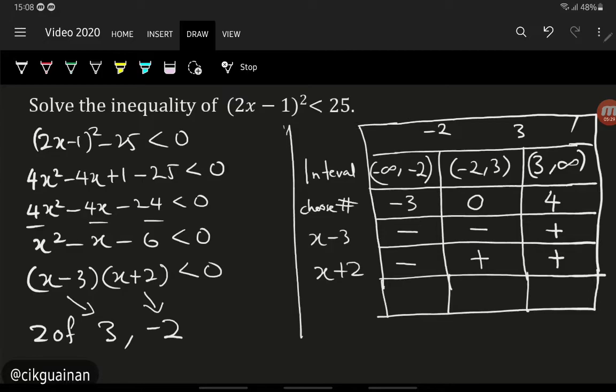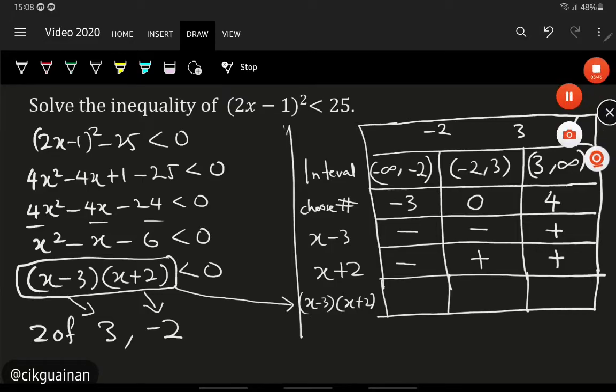Last row is for us to multiply the factors, because this is the one that we want, the result. So over here, x minus 3 multiplied by x plus 2. It's just a multiplication of the brackets.